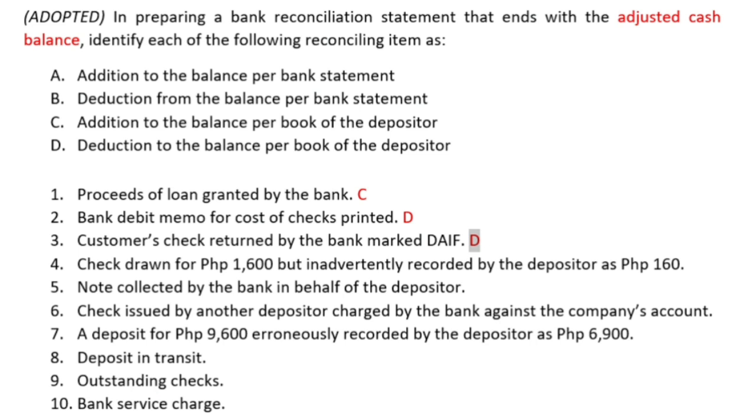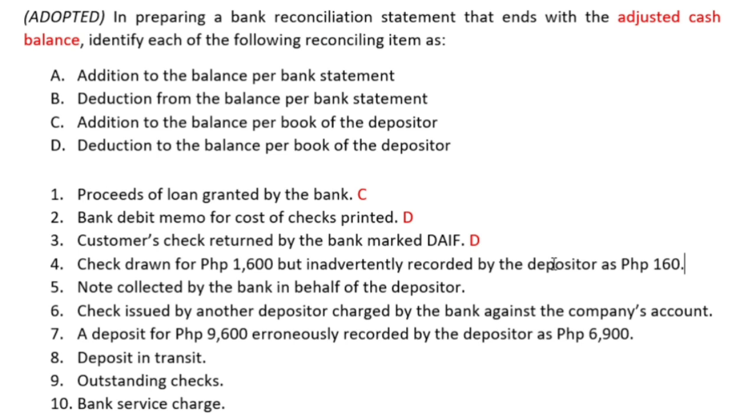So, that is the answer for number 3. Proceed tayo sa question number 4. Check drawn for 1,600 but inadvertently recorded by the depositor as 160 pesos. This is an error. Kaninong side? Is it the book or the bank? Sino ang nagkamali? Inadvertently, nagkamali na ma-record ng depositor, so the side of the books.